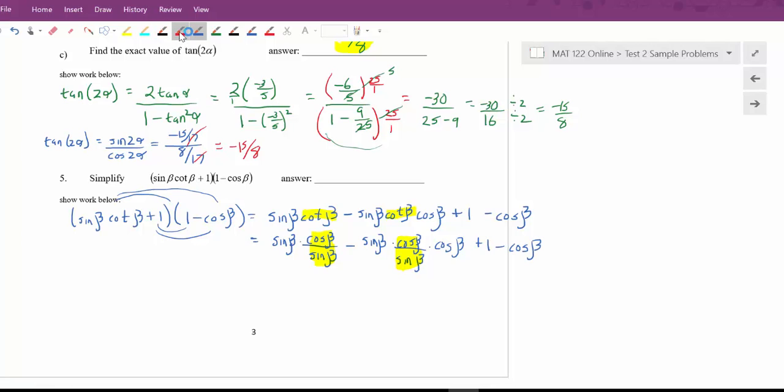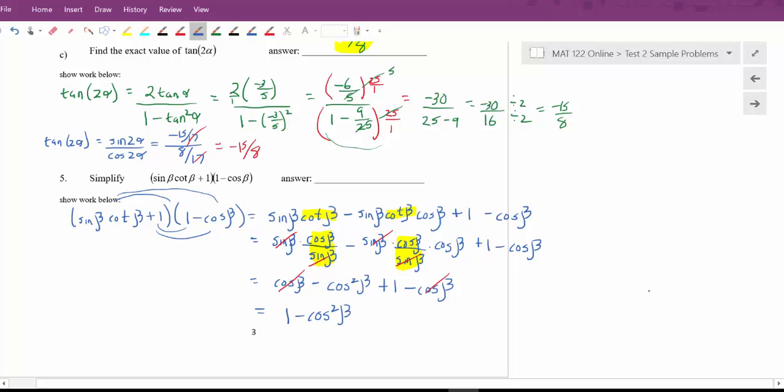All right, so let's see what happens here. Okay, so it looks like these cross out. These cross out. Let's write what we're left with. We are left with cosine beta minus, and then this is cosine squared beta now, and then you have a plus 1, and you have a minus cosine beta. Okay, it looks like these things will go to 0. So we're going to be left with this. Now I'm going to write this next step as 1 minus cosine squared beta.